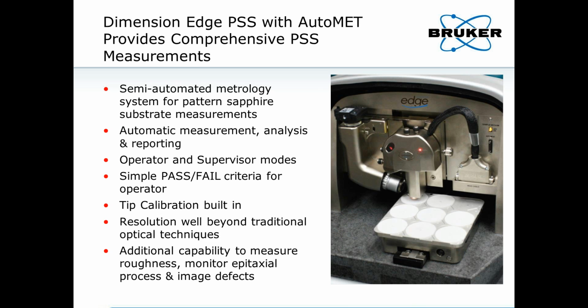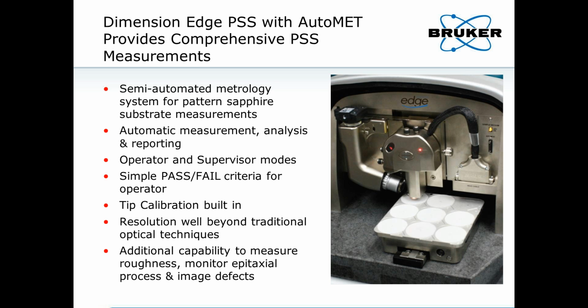The Dimension Edge with AutoMET is the specifically designed AFM for pattern sapphire substrate measurements. It's a semi-automated metrology system which allows automated measurement of up to 9 wafers as well as automated data analysis. This automatic measurement, analysis and reporting allows for simple operator use, in addition to the pass-fail criteria, which removes the need for advanced technical training at the technician level. Tip calibration is also built in in order to reference system to system.